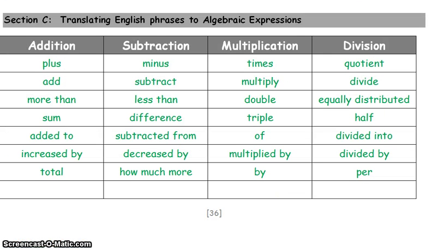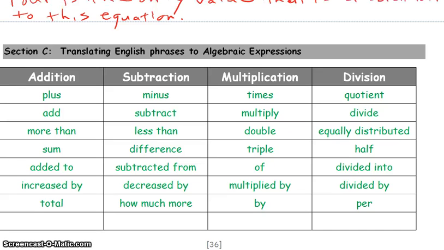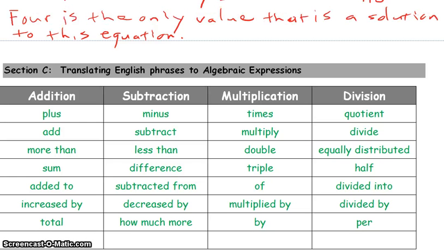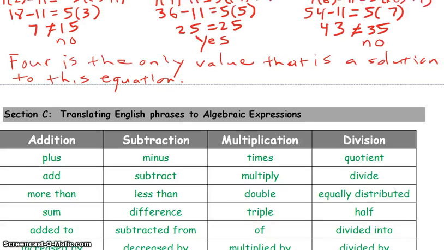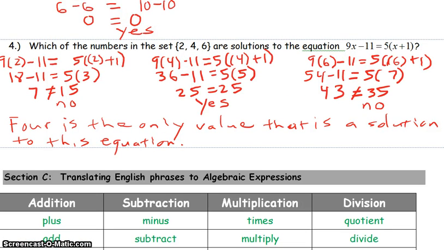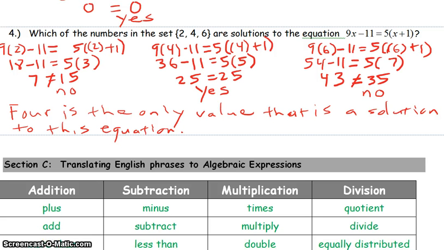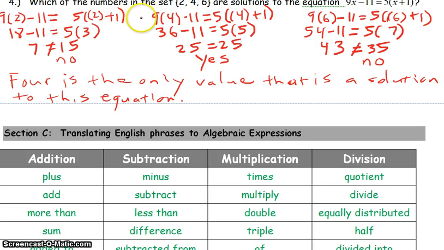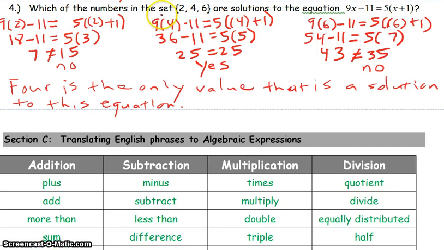Now, looking down here, I kind of skipped a little bit. But coming back up here to number 4, with number 4, this requires a little bit more work. We have 3 different numbers in this number set. It said which of the numbers in the set 2, 4, 6 are solutions to the equation 9x minus 11 equals 5 times x plus 1.